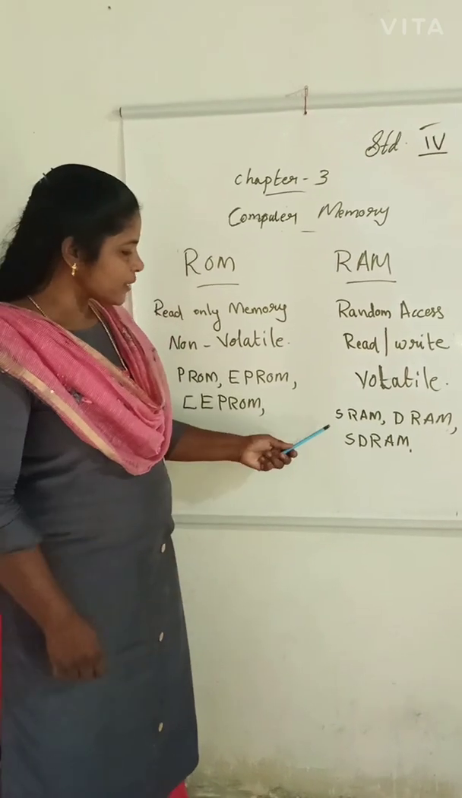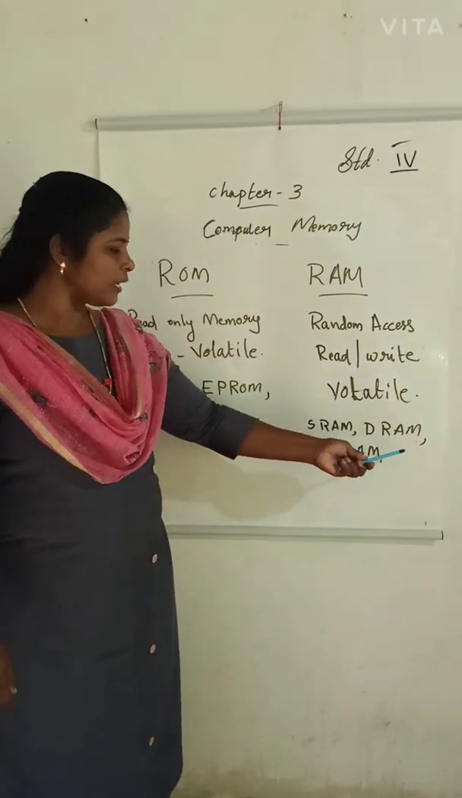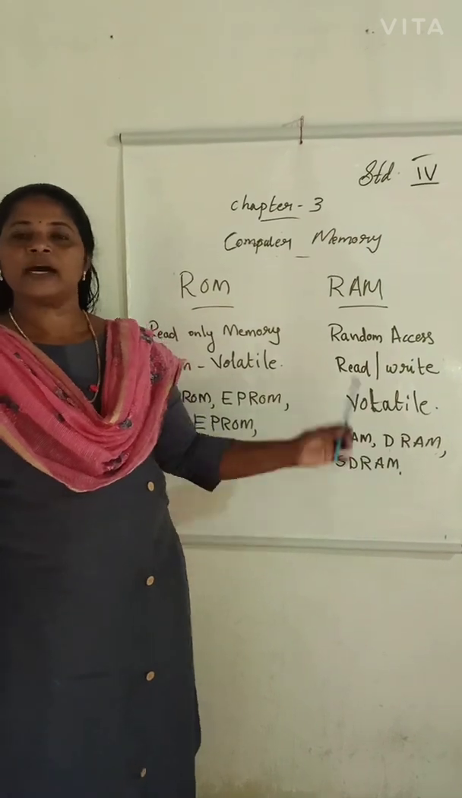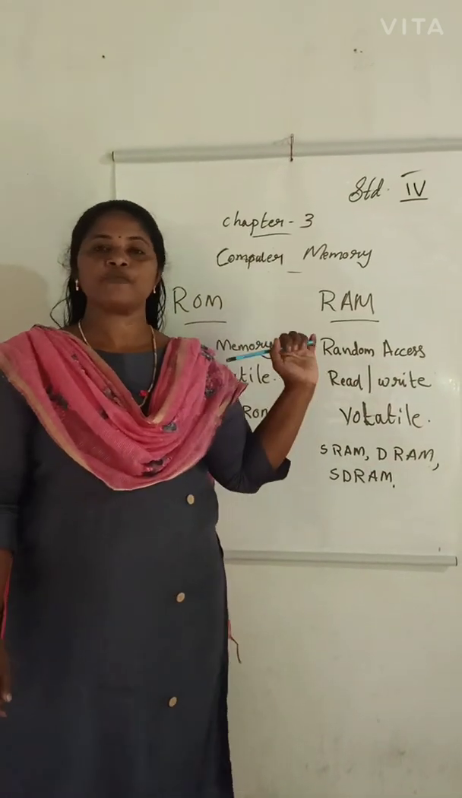And the examples for RAM are SRAM, DRAM and SDRAM. These are the two types of primary memory.